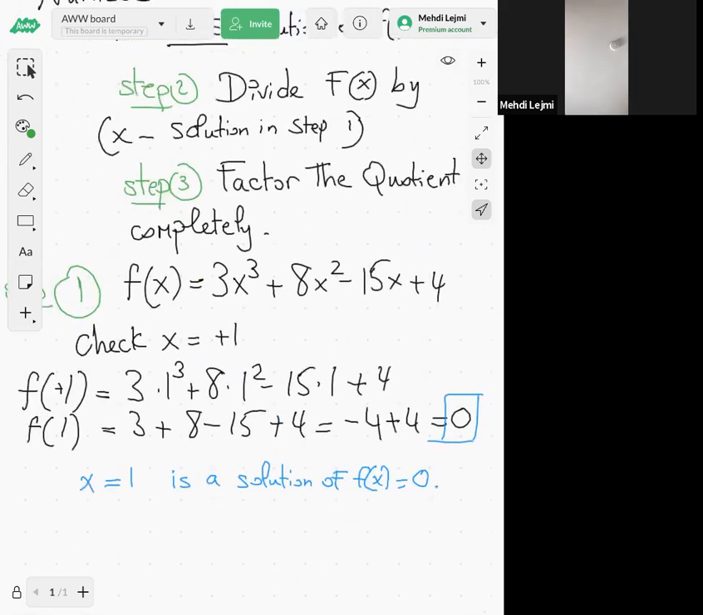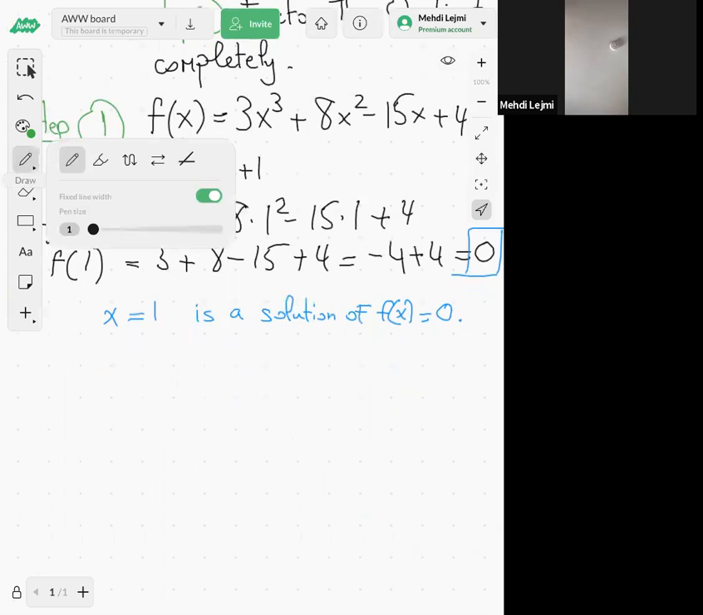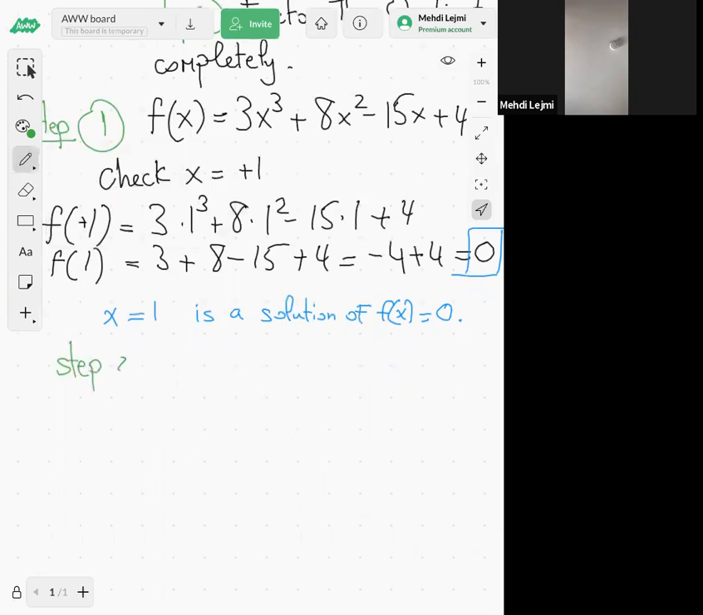So what's step 2? We said we have to divide the f of x by x minus the solution in step 1. So this is step number 2. We have to divide f of x by x minus the solution I got in step 1. The solution I got is positive 1, so it's x minus 1. So I have to divide f of x by x minus 1. And so my c is positive 1, the opposite, right?